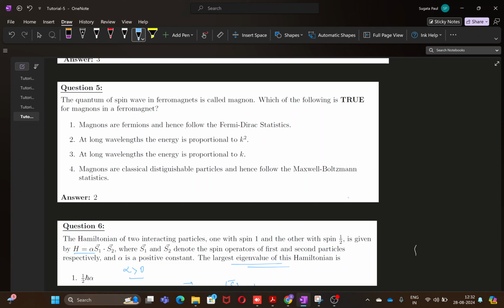And option number 4 is that magnons are classical distinguishable particles and hence follow the Maxwell-Boltzmann statistics. That is also not true, because in discussing option number 1 we said that they are bosonic particles. That means they are quantum particles. They are indistinguishable from each other. They are not classical or distinguishable. As a result, they do not follow the Maxwell-Boltzmann statistics. They follow neither the Maxwell-Boltzmann nor the Fermi-Dirac, but they follow the Bose-Einstein statistics.